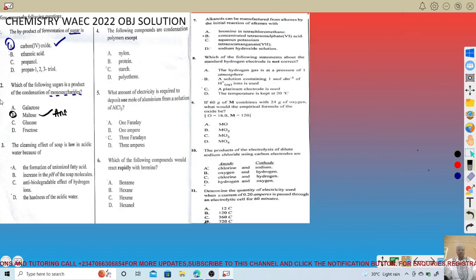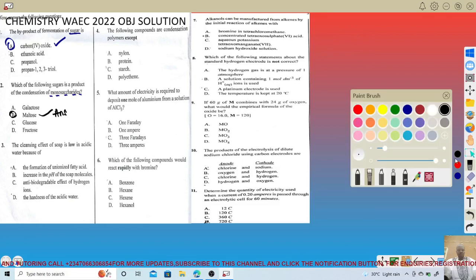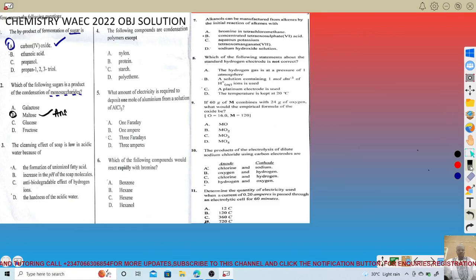So the third question. We have the cleansing effect of soap is low in acidic water because... that we know soap and the reaction of soap. Basically, everybody knows when we talk about making of soap, we use what we call hydrolysis of fat and oil. We might have studied that on the topic of saponification. So it is hydrolysis of fat and oil that yields production of soap and glycerol.